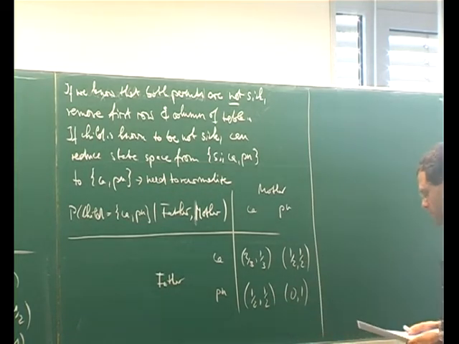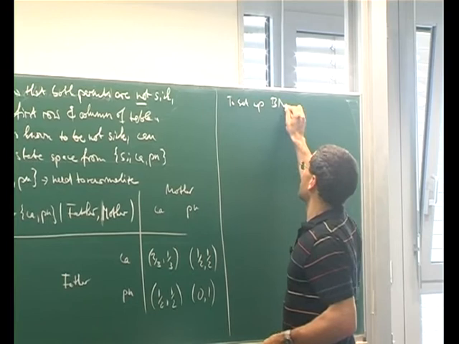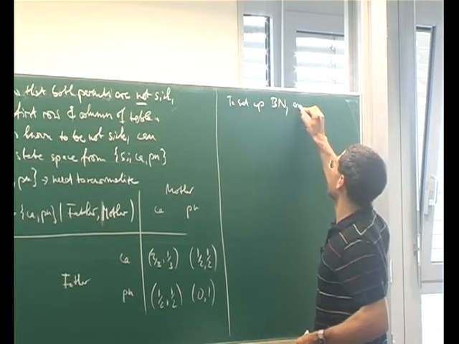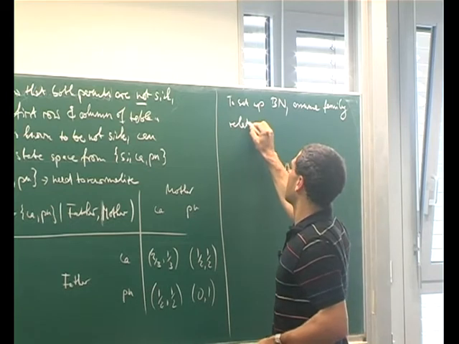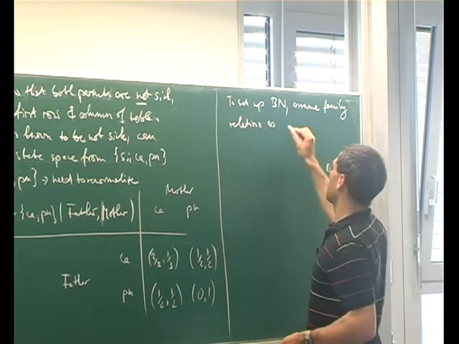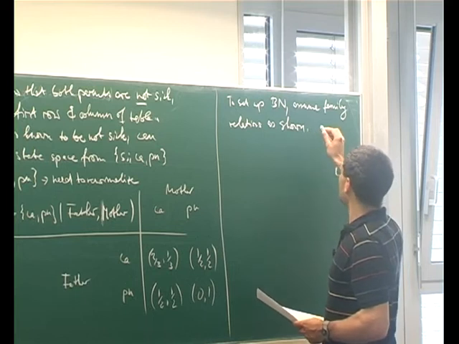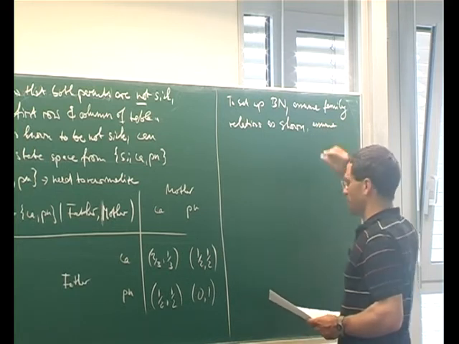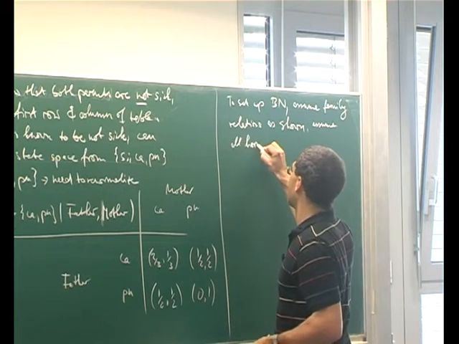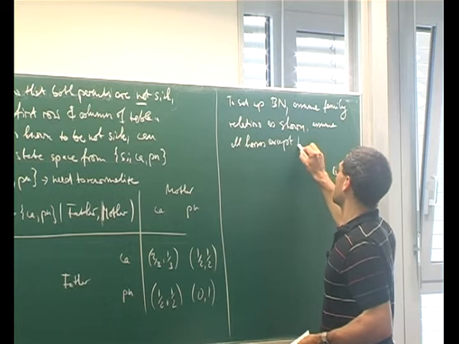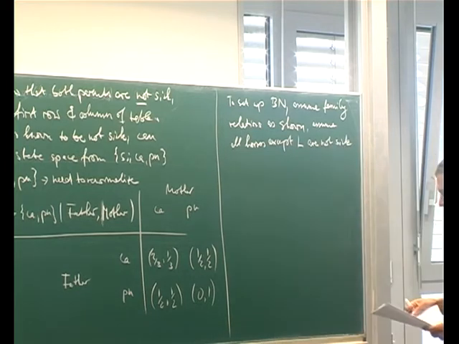So to set up the graphical model, our Bayesian network, we assume the family relations as shown in the picture on the left. Then we also assume that all horses except the last one, all horses except L, are known to be not sick, so we can reduce these probability tables.